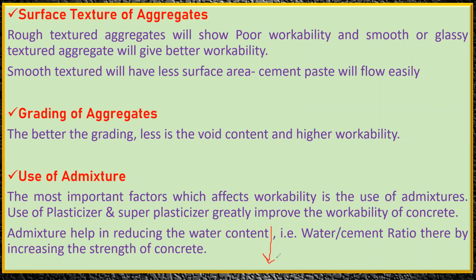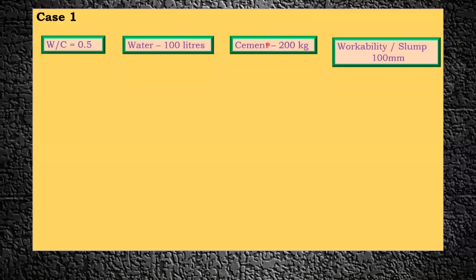That's the first thing, that is the water cement ratio. It's going to help us in reducing the water cement ratio, thereby increasing the strength of the concrete. We'll try to understand this in a better way. It's not as easy as it is written here. So I have taken two or three different cases to explain this.